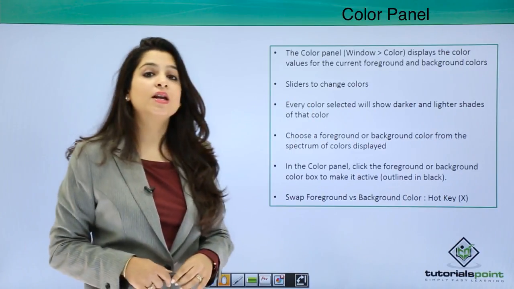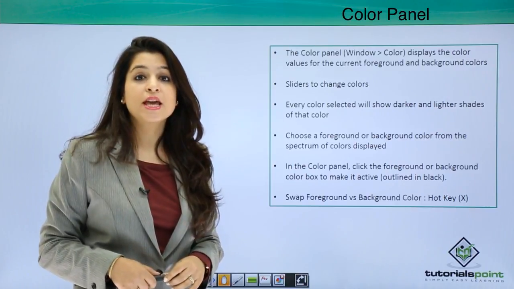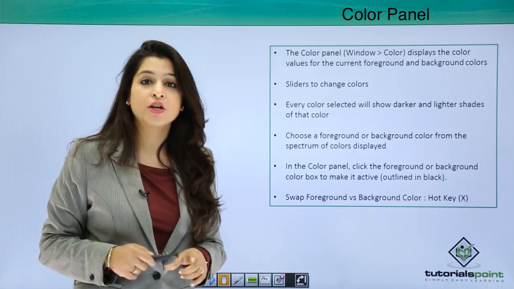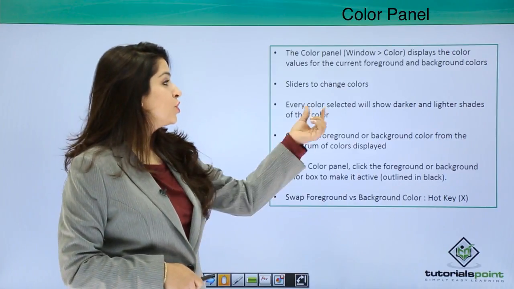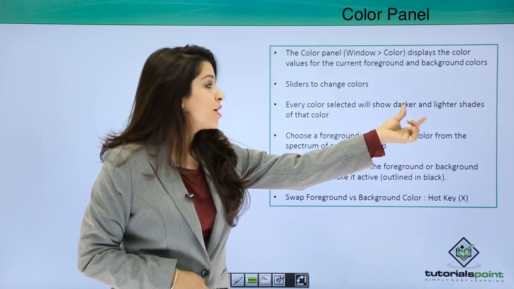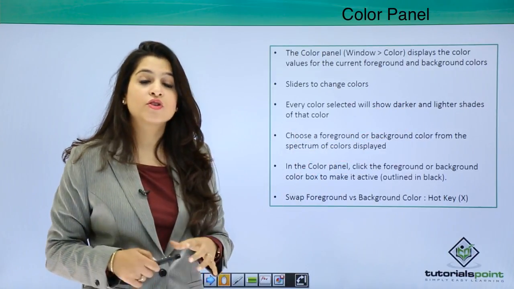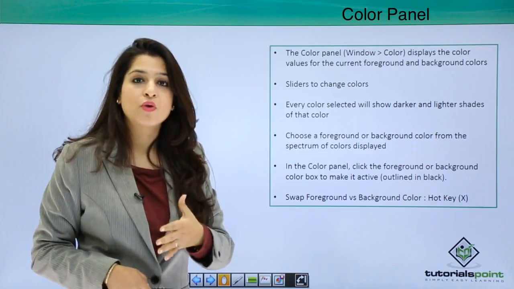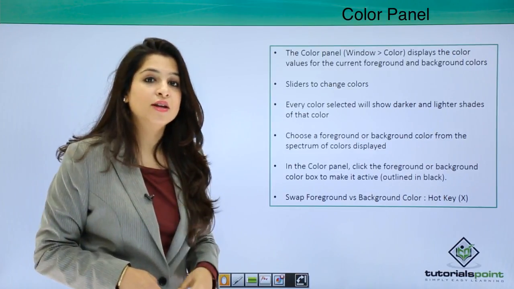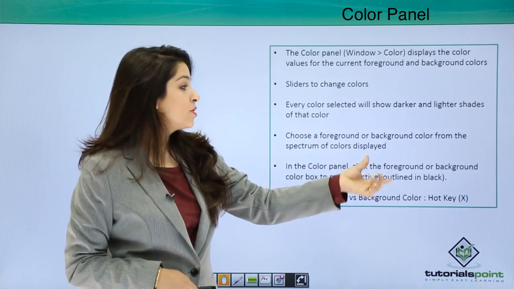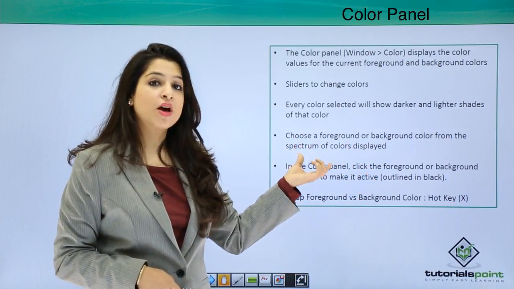So basically a color panel will have sliders and you can move around that slider to have the color you want. Also, it will show the darker and the lighter shades of the color that you select. So say you have yellow selected, you'll have various shades of yellow and you can select any of that color. You can choose a foreground or a background color from this spectrum of colors.